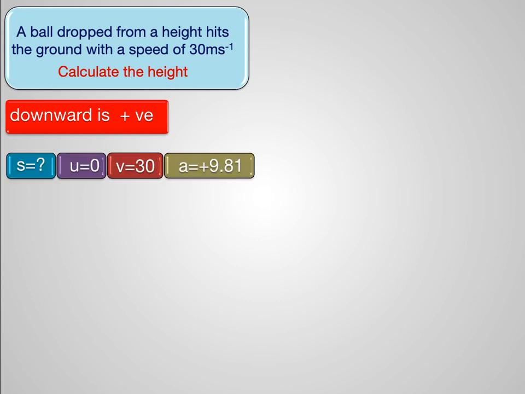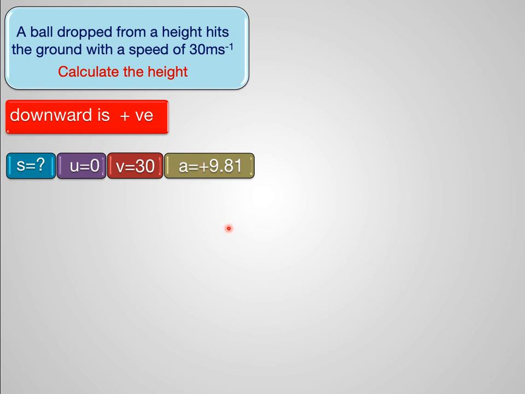Time, they haven't given anything about the time. Displacement, you are going to find, that's why I put a question mark. Dropped, from the word dropped, you have to understand the initial velocity is 0. If you drop any object, its initial velocity should be 0. Final is already given. Acceleration I have taken plus 9.81 because I know acceleration is downward because the earth is pulling downward, and the downward direction I am taking positive. That's why acceleration is positive.